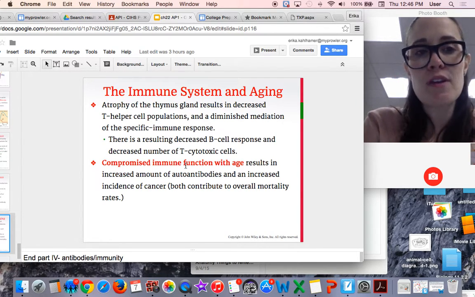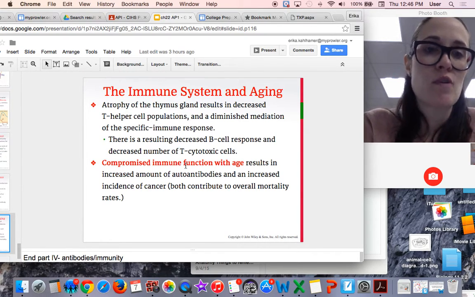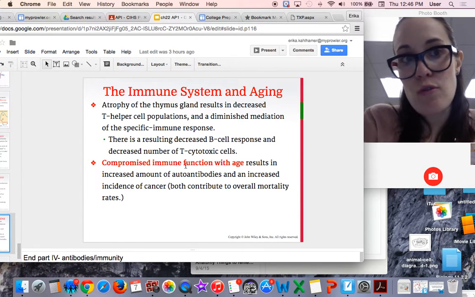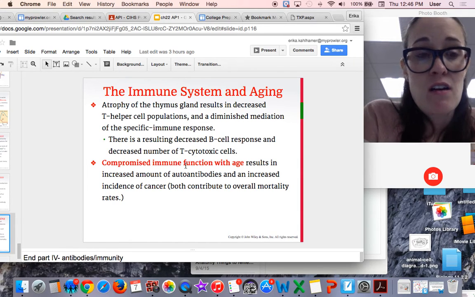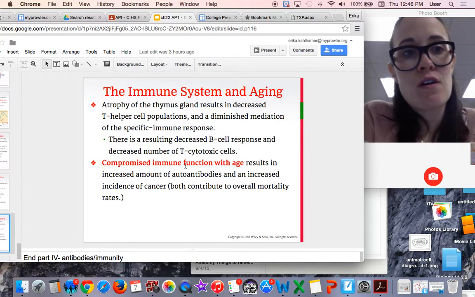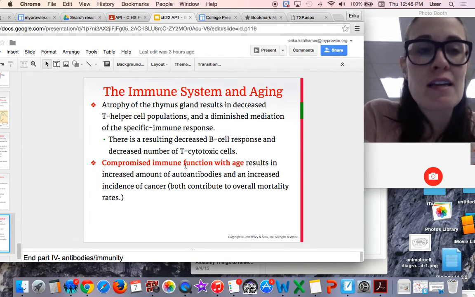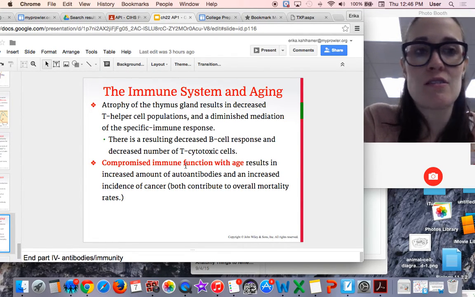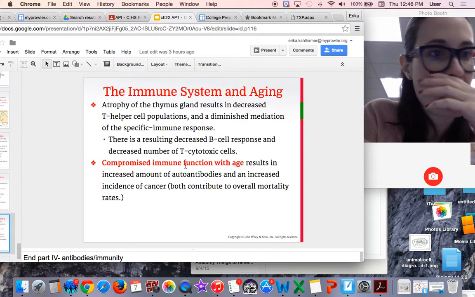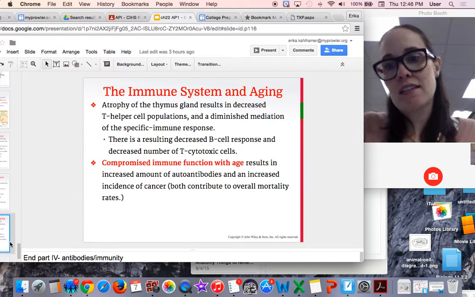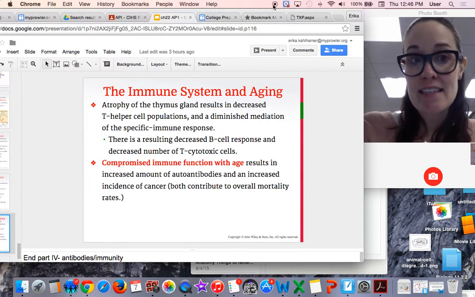Also, as you get older, your body creates more autoantibodies, simply antibodies that are attacking your body's good cells. Also, increased incidence of cancer, just more likely. A lot of older people I know, one of my grandmas in her 90s died of cancer. No other reason, just her body was so old, so many cells that were slowly deteriorating, which led to cancer. So that is the end of part 4.